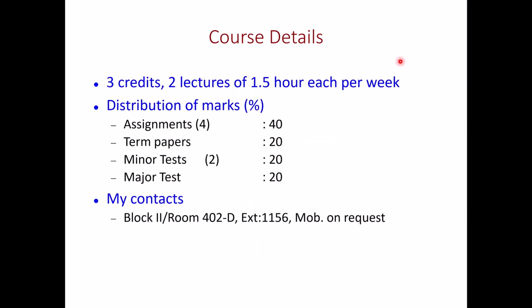And so in this course, which is a 3-credit course, typically there are 2 lectures of 1.5 hours each per week. Typical evaluation breakup is also shown here. So students do up to 4 assignments which contain 40% weightage of the course. They do term papers, right? So the term paper typically contains 20% weightage. Then there are 2 minor tests, each with 10% weightage, so this is 20 in total. And then there is a major test which is 20% again. A lot of times the term paper and major test weightage can be rebalanced depending on the situation.